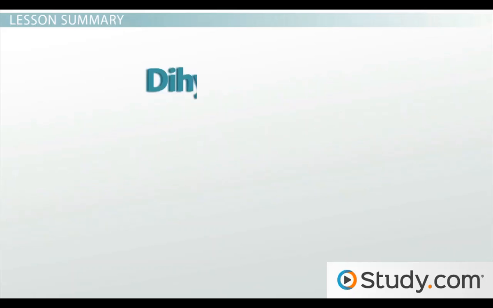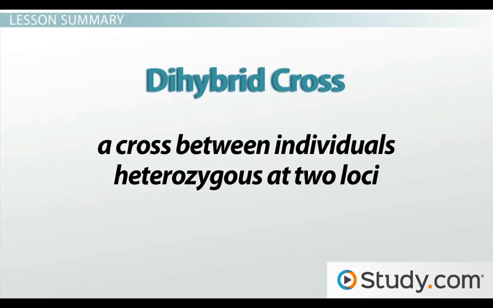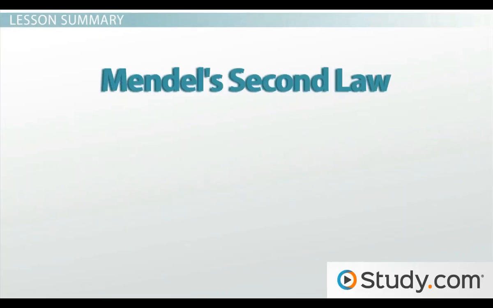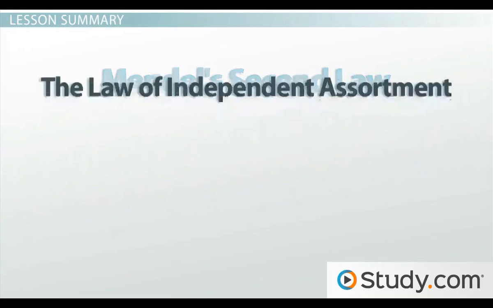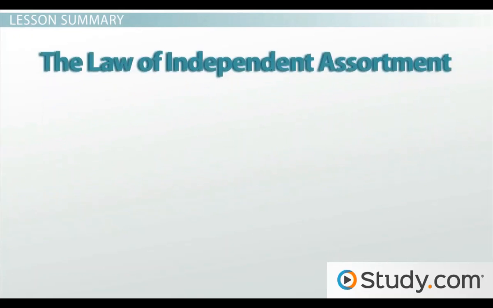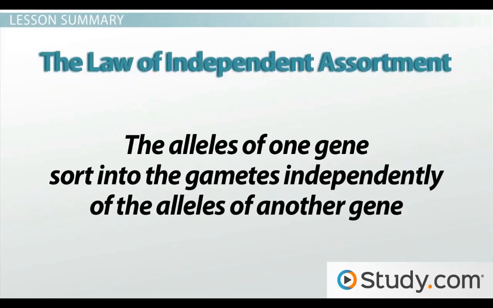In summary, a dihybrid cross is a cross between individuals heterozygous at 2 loci. Mendel's second law is also known as the law of independent assortment. The law of independent assortment states that the alleles of one gene sort into the gametes independently of the alleles of another gene.